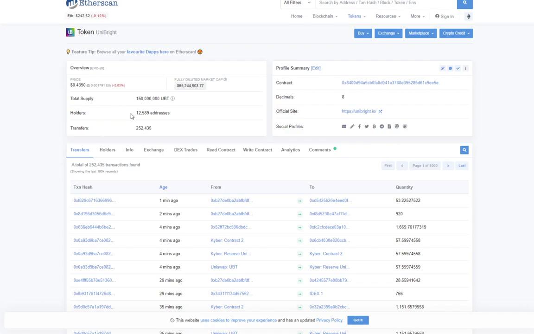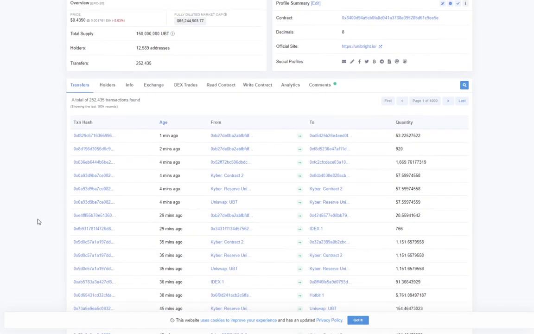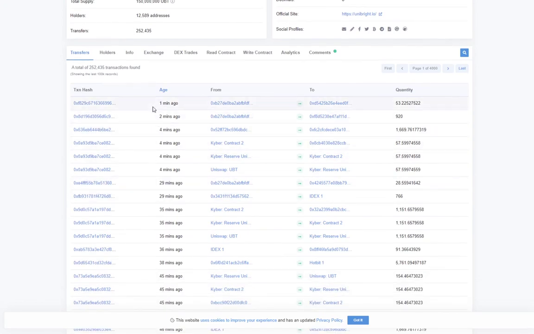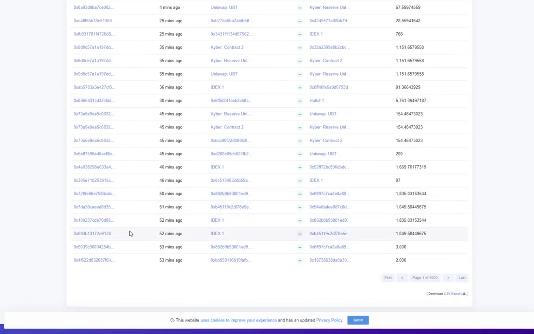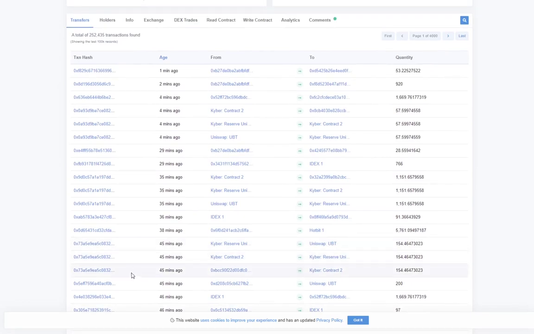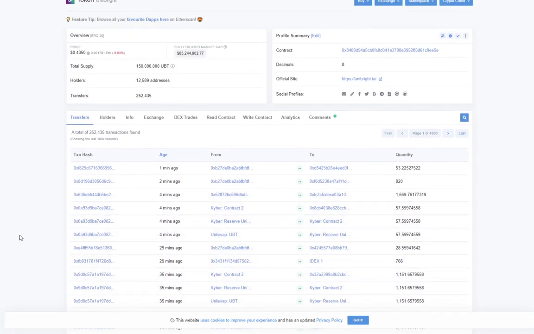But what's interesting is the holders, call it 12,589 holders of the token, and roughly around 250,000 transfers. So it has been getting a lot of action, and having 12,000 holders of a token is a big deal, and it shows that there's quite a big and active community behind the coin. As you can see with the transactions currently going through, it's being moved around a lot, and it shows that people are doing things with the token.